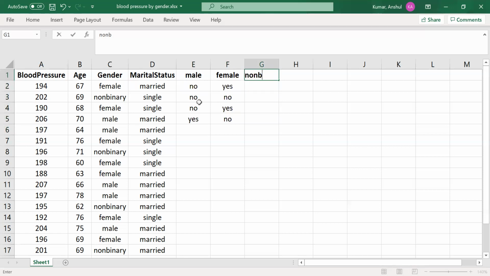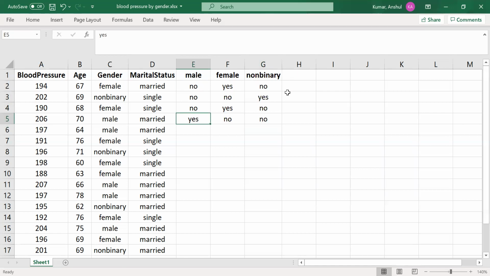We're going to correct that to non-binary. There we go. And so the first person is female, so they're not non-binary. This person is non-binary, we write a yes. The next person is not non-binary, we write no. Same for this person. Okay, so we could keep going like this. And now what we've done is we've created what I'll call a yes-no variable here for male, female, and non-binary individuals in our data set of 16 people.